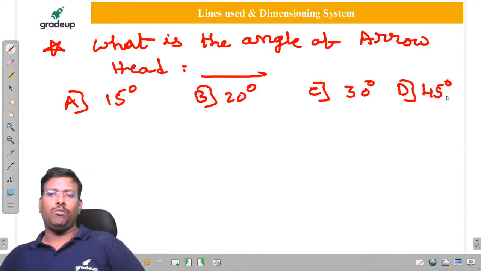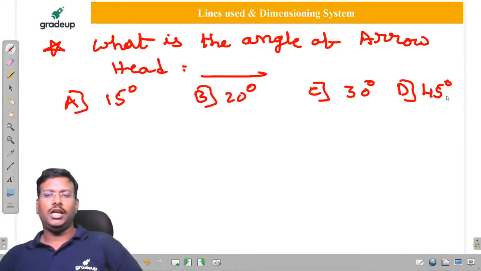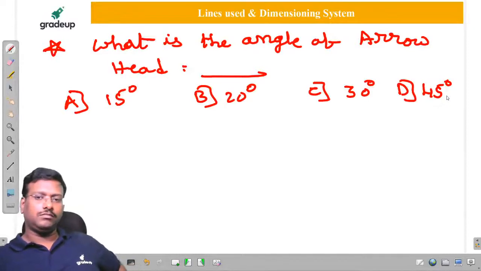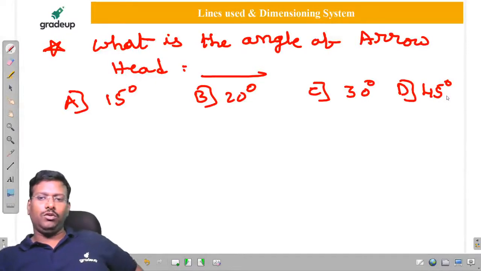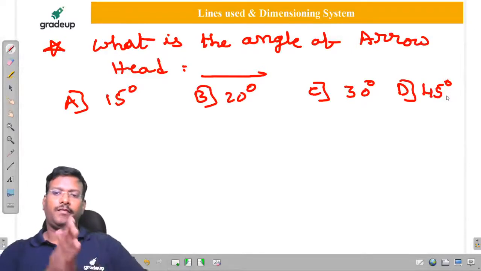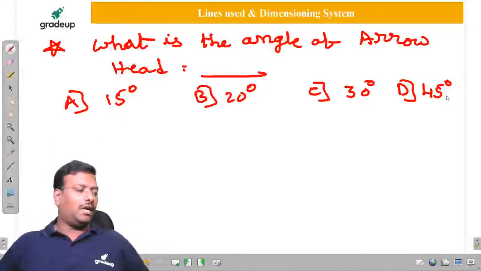Sandhya, Twinkle, both of you gave it as C. Good. Any other guess from the other people? C. Siri, you also said C. Good. But the answer is B.